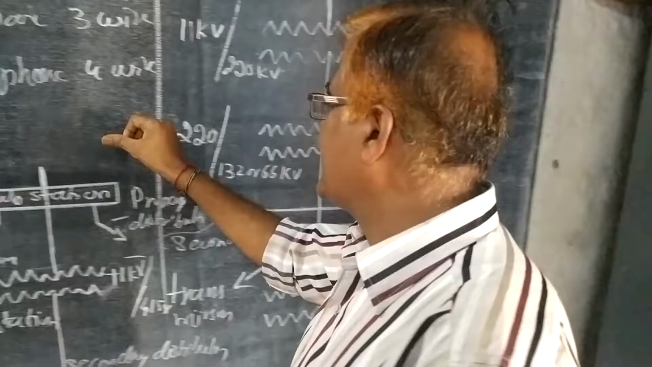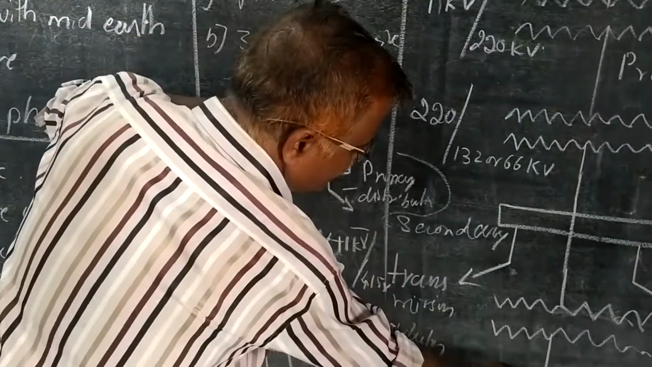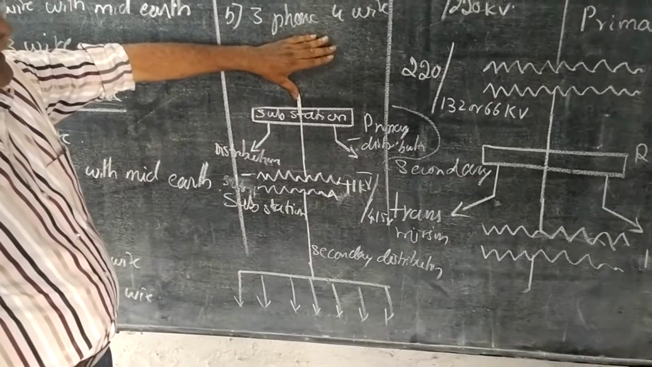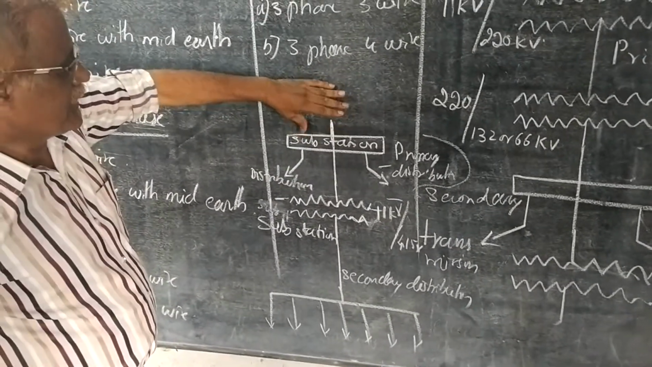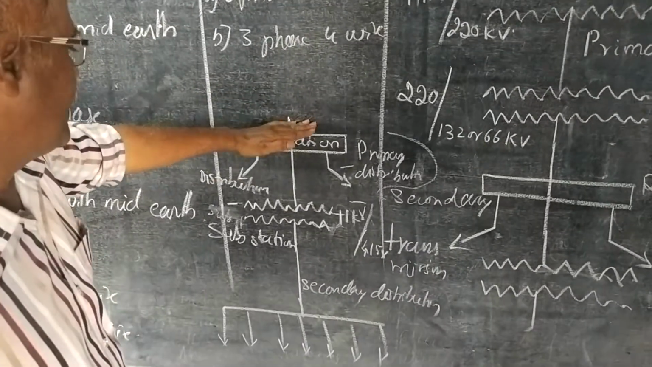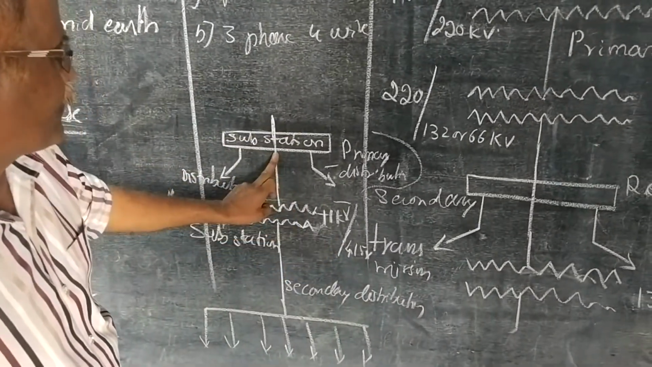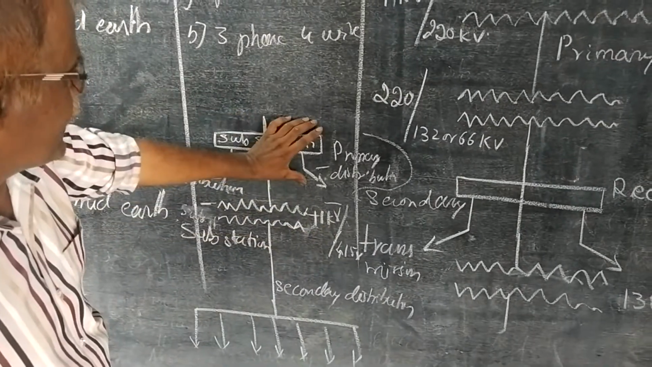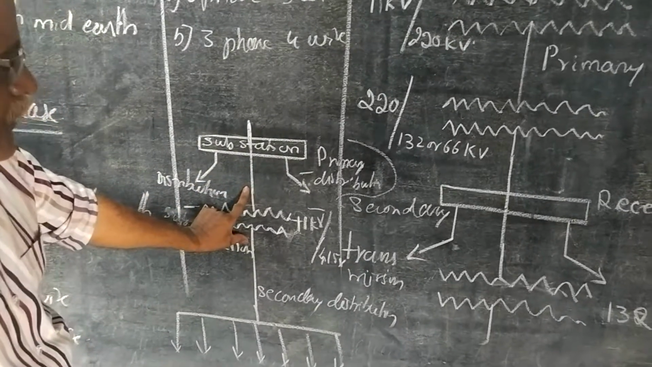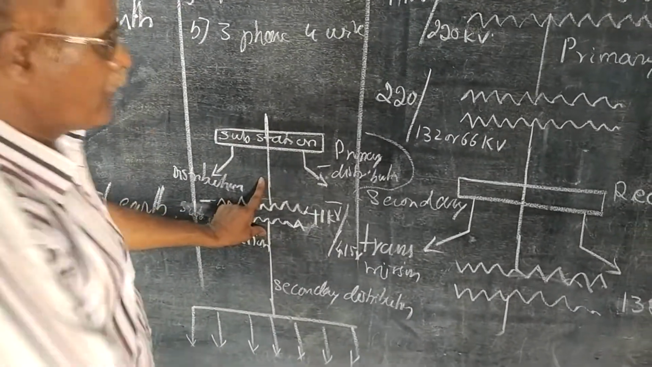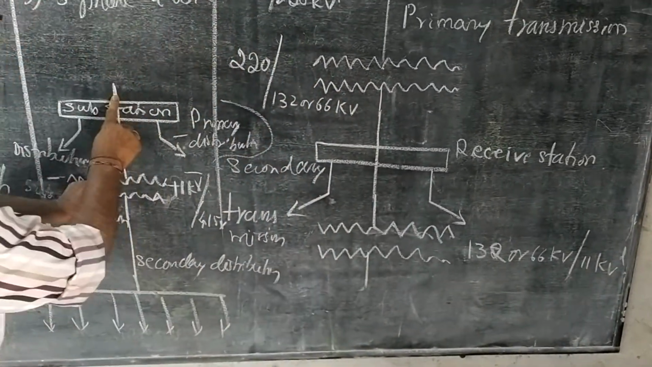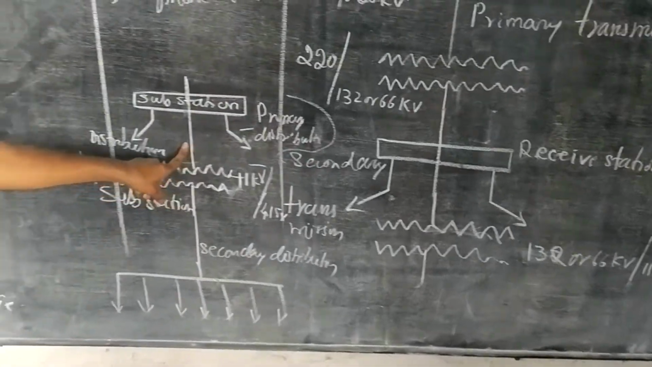Again, I am starting at this point. This is the substation. In the substation the voltage is 11 kV, and this 11 kV is again stepped down to 415 volts. This is the primary distribution.